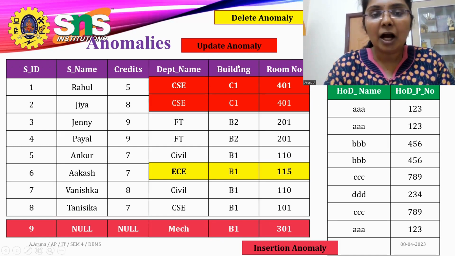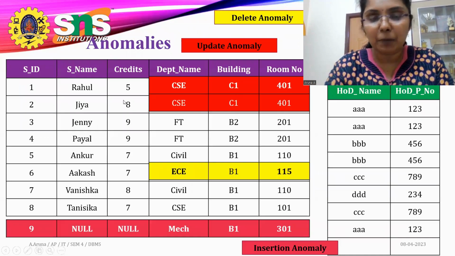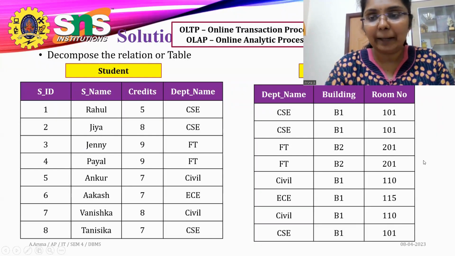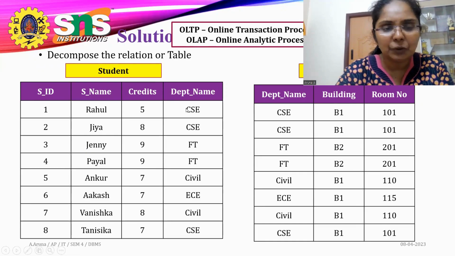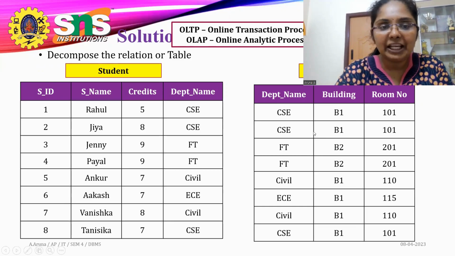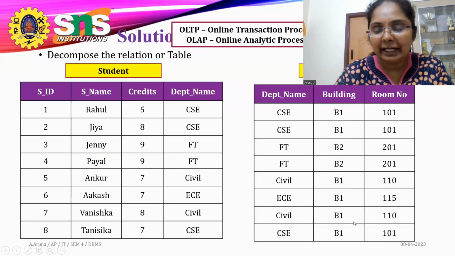To remove these problems, the only way is splitting into two things. I'm going to decompose the relation. In this particular relation, I'm going to decompose into two tables. One is a student table, another one is a department table. In the student table, I'm going to give SID, S name, credits, and department name. Here in our department table, department name, building number, and the room number.